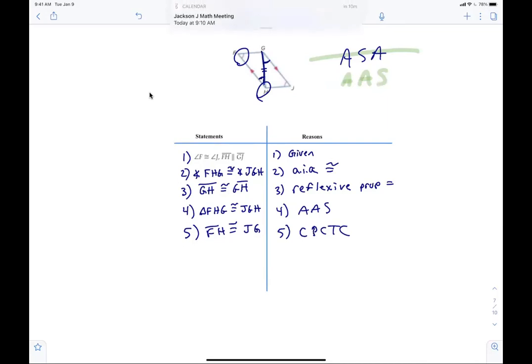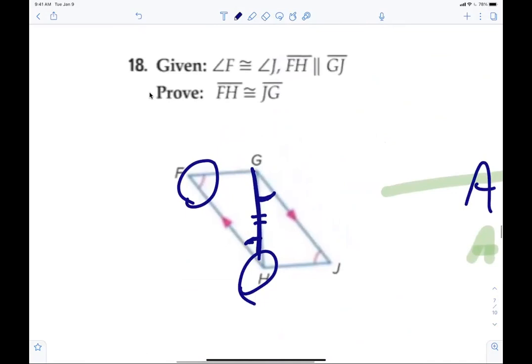Tell me. Oh, how do I know corresponding parts? Is that what you're asking me? Like the last statement? Yeah. Okay. So now that's the most critical thing. So listen to me now. I'm trying to prove this. You agree? Yes. That's a side. I looked at the triangle. There's no way for me to say FH is congruent to JG. It doesn't say bisect or midpoint. You with me? So if it doesn't say bisect or midpoint, then I know it has to be part of congruent triangles. If I can prove the triangles are congruent, then the parts of the triangles are congruent. Does that make sense?